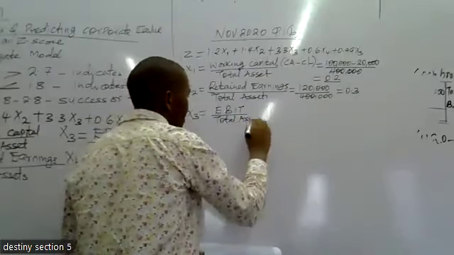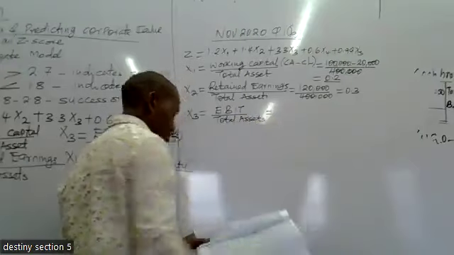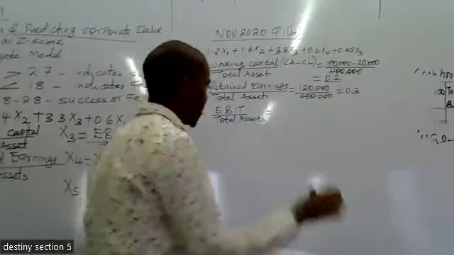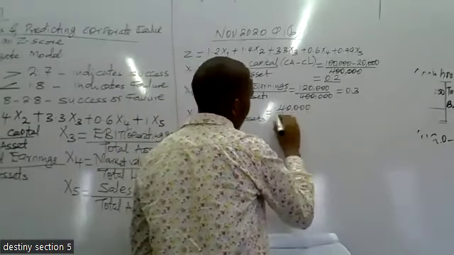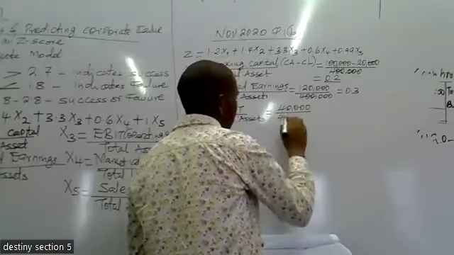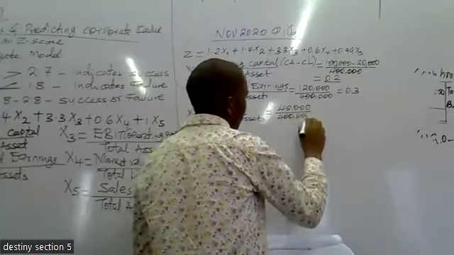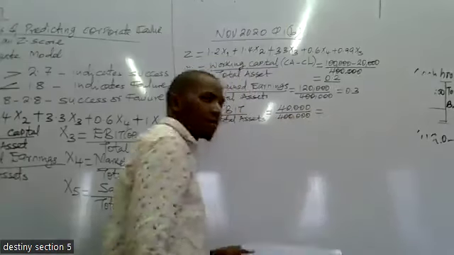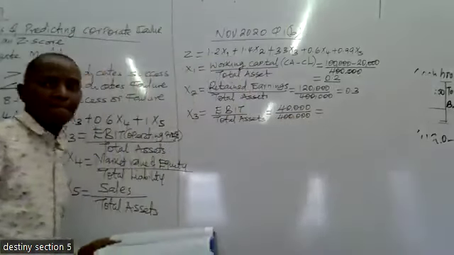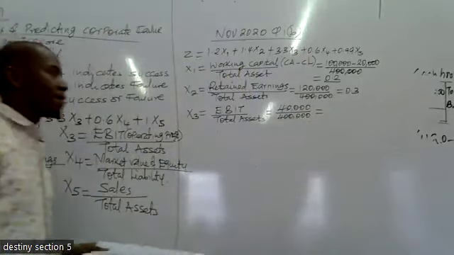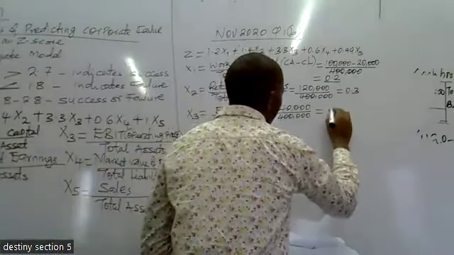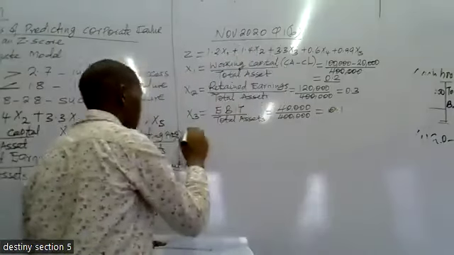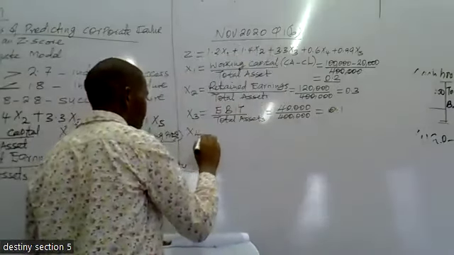We also have X3, which we said is the earning before interest and tax divided by total asset. Earning before interest and tax, that is the operating profits. So what was our operating profits? It is 40 by 400. So that gives you 0.1.